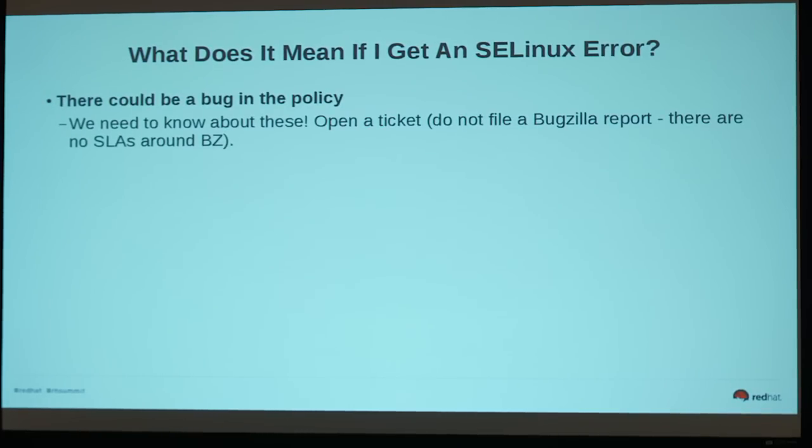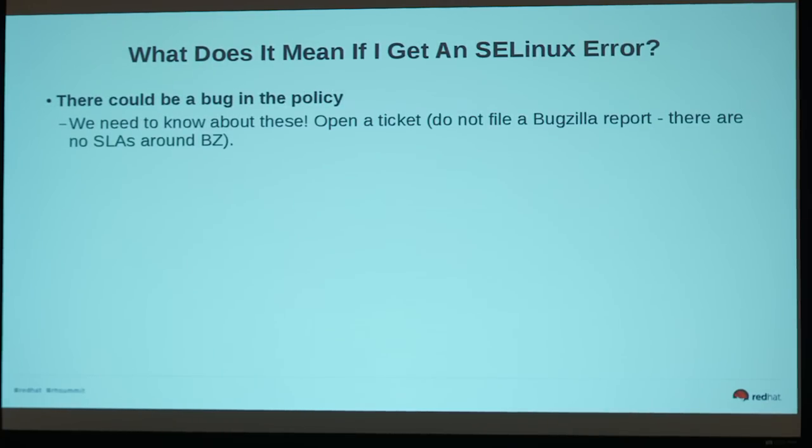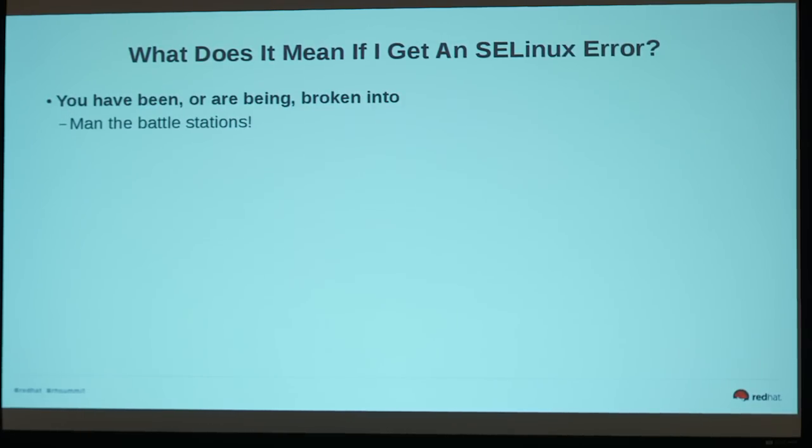There could be a bug in the policy. It happens. The SELinux policy is fairly big, so errors are going to creep in. We're all humans. We make mistakes. Oh, and I do want to say, don't file a Bugzilla report, please. Open a support ticket. There is no service level agreement associated with Bugzilla reports. Okay? So BZs are nice, but it's better to open a ticket so that we're accountable to you. And then finally, it could mean that you're being broken into, in which case, man the battle stations.